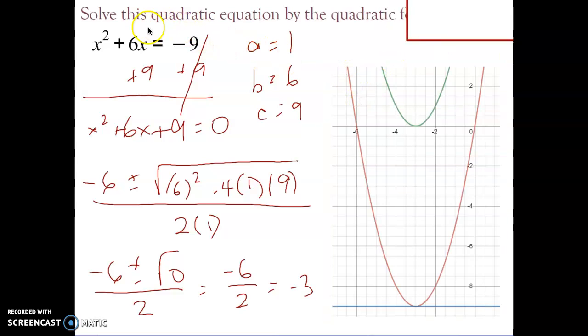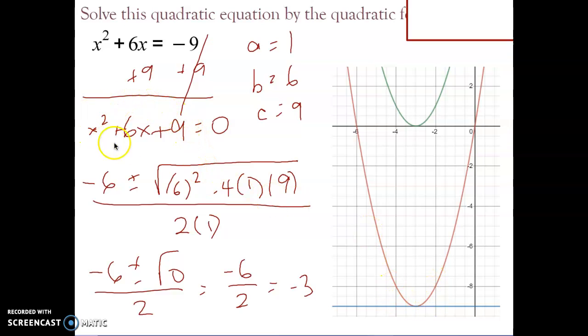All right, first, let's look at this one. Do you see I've got the red parabola right here? That's the x squared plus 6x. And then I've got the line y equals negative 9 down here. That's a horizontal line. And I can see that they intersect at the point x equals negative 3, and that's the only intersection point. So when I only see one x-intercept, what that means is this was a solution twice. And you can see how it bounces right there. That's an indication that I have a double root.